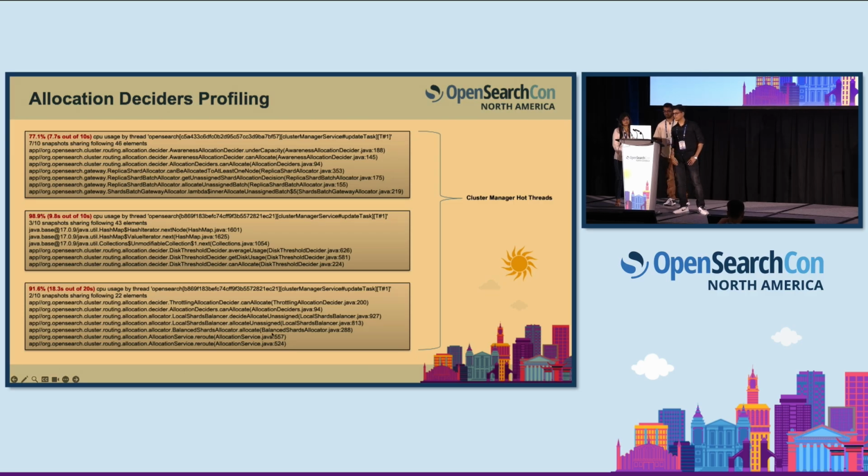Coming back to the allocation deciders profiling, if you see the first one, the awareness allocation decider is currently taking 77.1% of the total CPU usage by the master by just doing some compute in the under capacity method. The second one is just probably checking the average disk usage and consuming all of the master CPUs, all the CPU cycles that the master has.